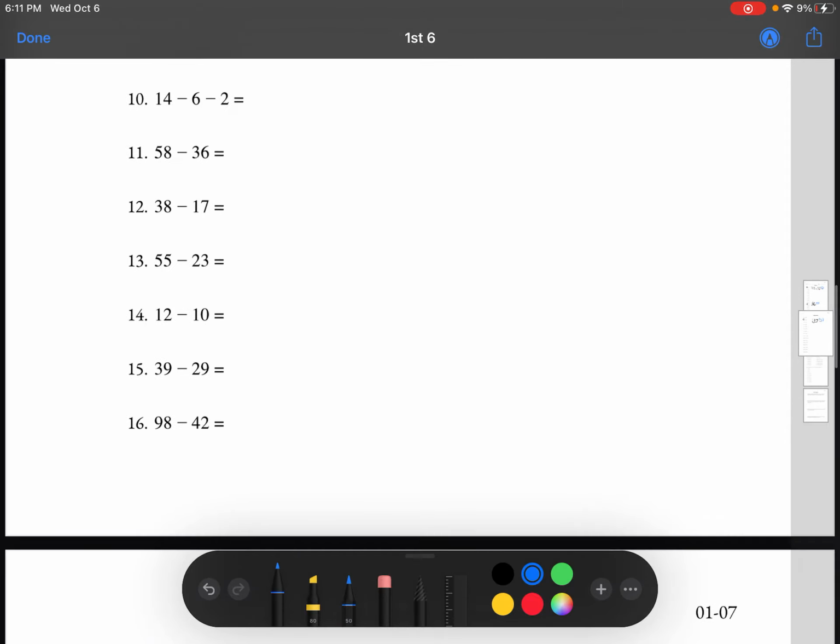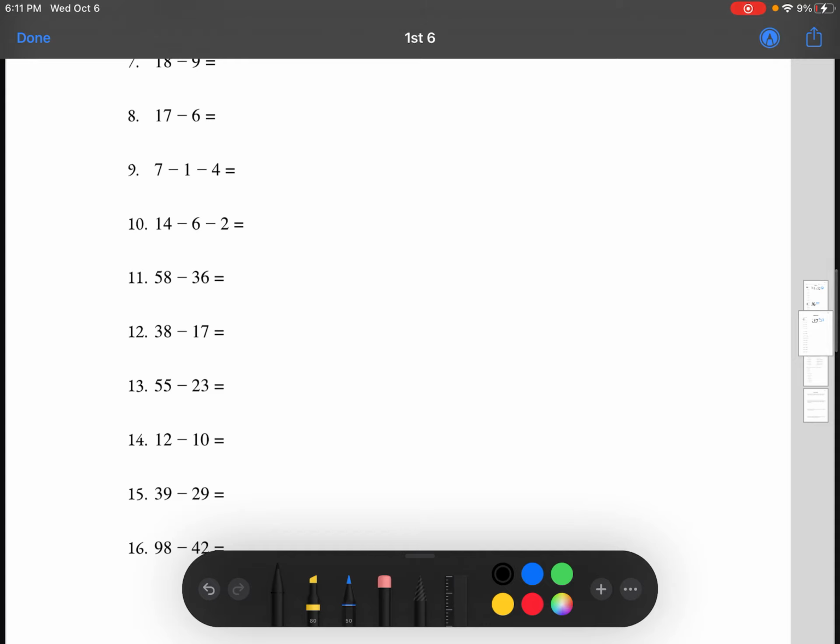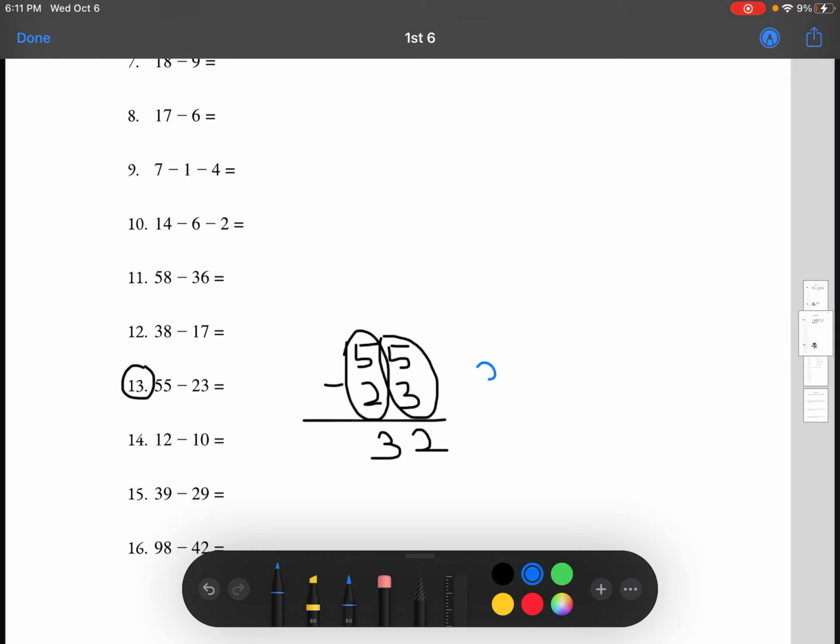We can do number 13 next, and 55 minus 23. We can do this vertically because it's a bigger number. First we do 5 minus 3, which is 2, and then we do 5 minus 2, which is 3. So the answer to number 13 will be 32.